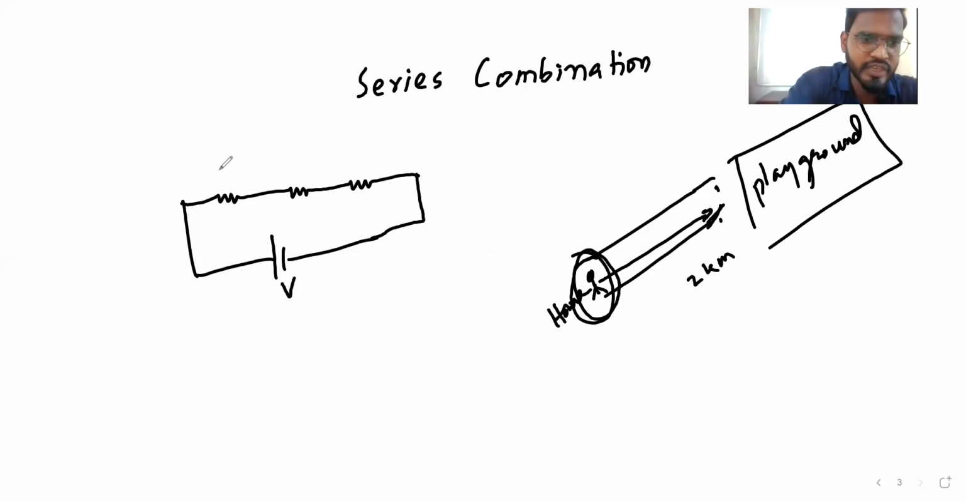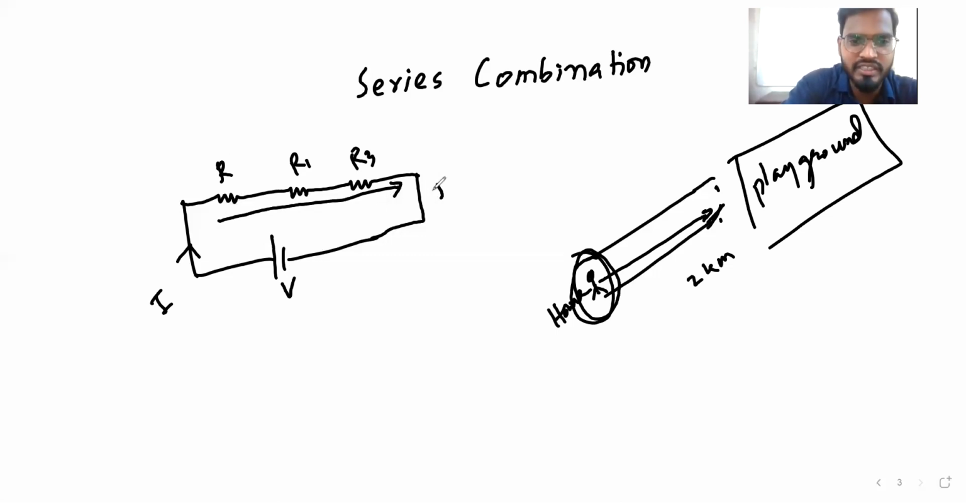Same here also. Suppose there is voltage V, and R1, R2, R3. Current starts from the battery, so there is no problem at all. It will flow all the way around and come back, because incoming current will always be outgoing current. The current will not get confused like you. Such types of combinations are known as series combination.